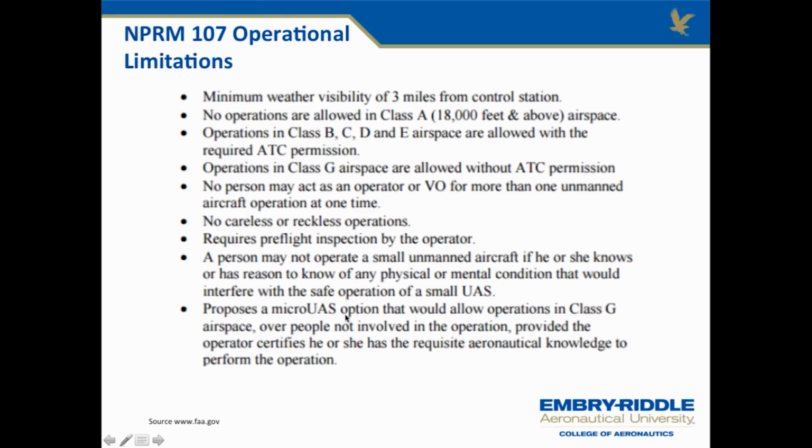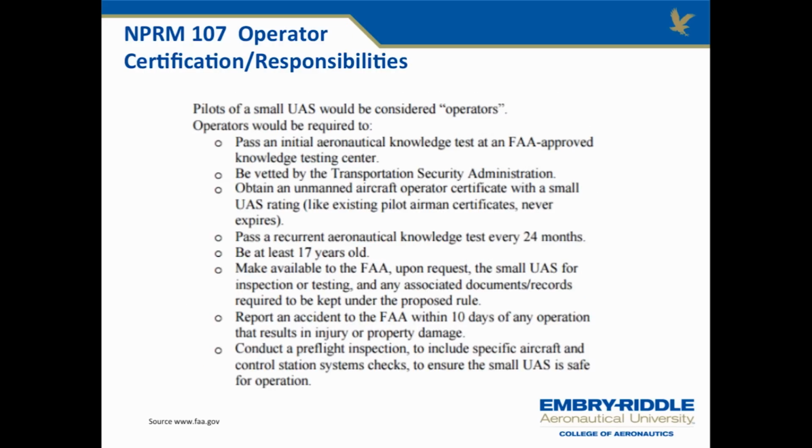They're also taking a look at a micro UAS option that would allow a Class G flight over people not involved in the operation. Right, so what's being looked at here is a safety of flight issue for filming: can you have a UAS that's light enough that if it falls it is not going to impact or hurt anybody in the crowd? Again, these are all things that are being looked at or reviewed in the proposal.